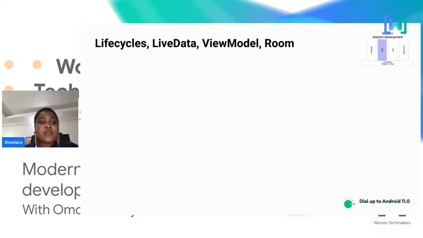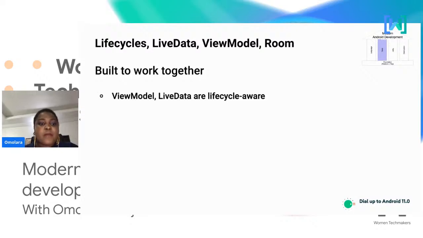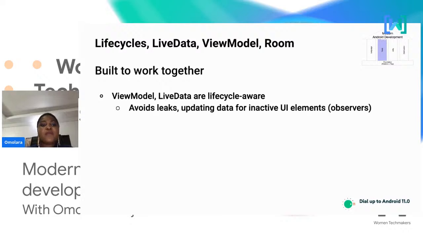The lifecycles, the LiveData, the ViewModel are all built to work together. ViewModel and LiveData are lifecycle aware, that is, they work based on the lifecycle. If you recall, I mentioned something about your observers, or rather making your activity lifecycle owners. So they work hand in hand with the lifecycle you've already declared. So it helps you to avoid leaks.